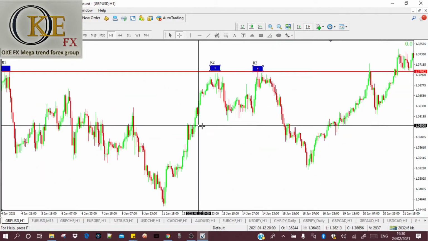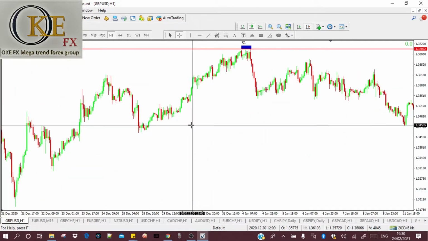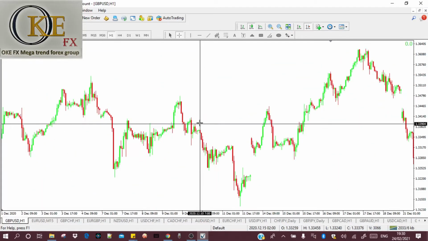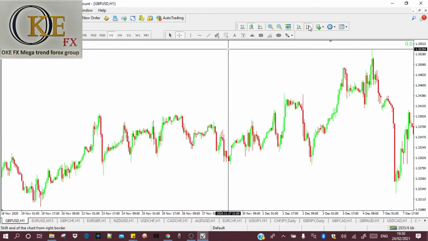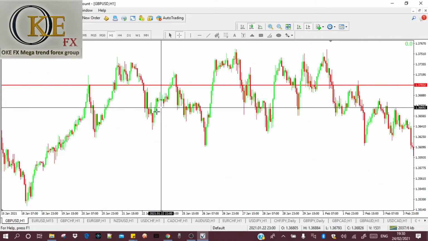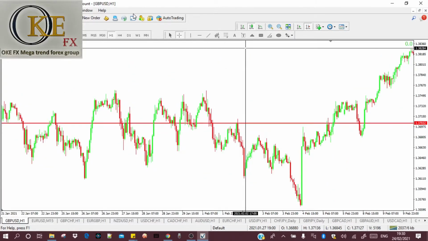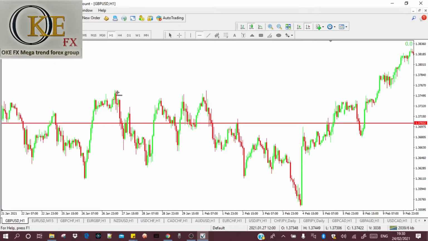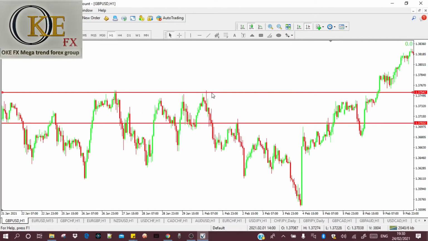If I've already shown you an example of support, a support will just be the opposite of this. Instead of going up, it will be coming down, and that's horizontal support. Now you can see this is also another example of horizontal resistance. Can you see this? This is also another example.